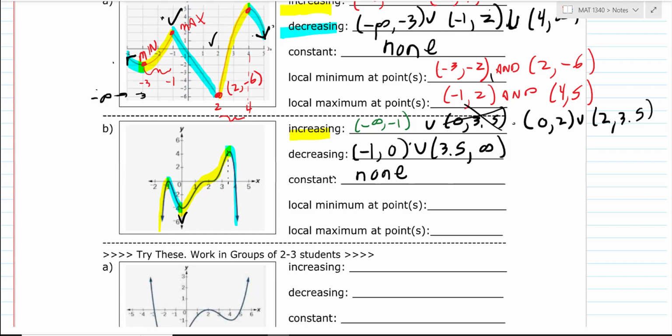Okay, all right. So does this thing have any local minimums? And remember, a local minimum is decrease, hit a low point, increase. Does that ever happen?